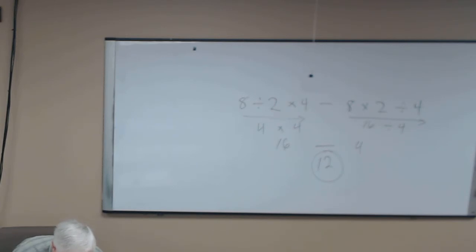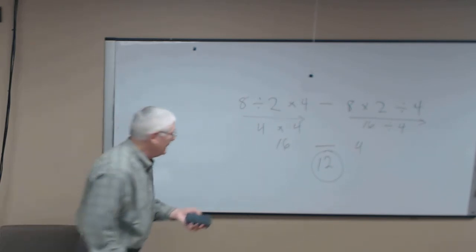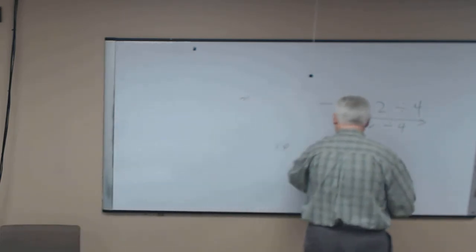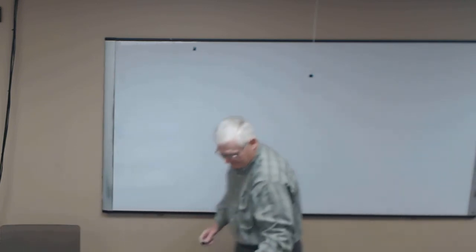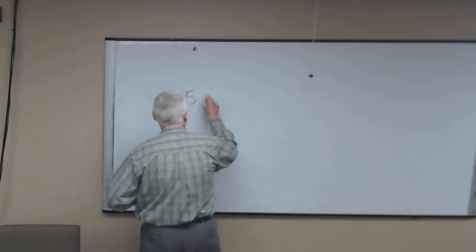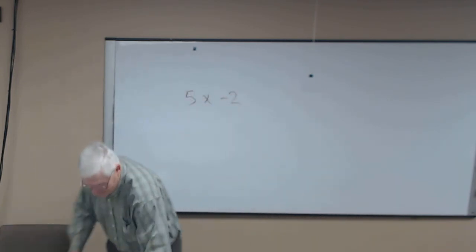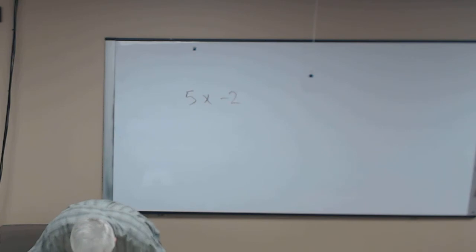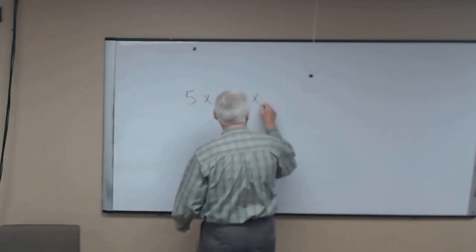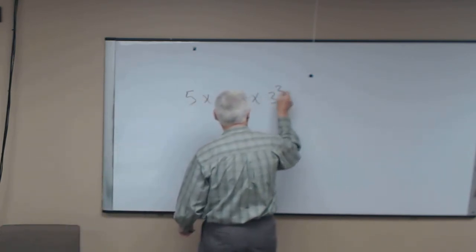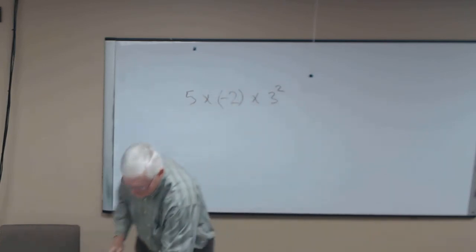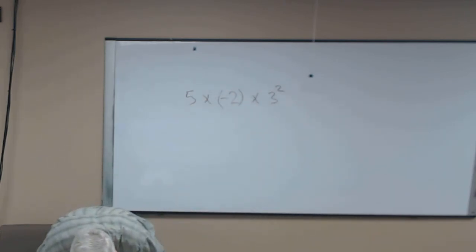Let's do number 56. What's the first thing we do? I think I'll just put that up here because you kind of need to look at it to see the dynamic of what's going on. So 56 says 5 times negative 2. Then what's it say? Times 3 to the second. That's in parentheses, isn't it? That's what they did, so we'll do the same thing.